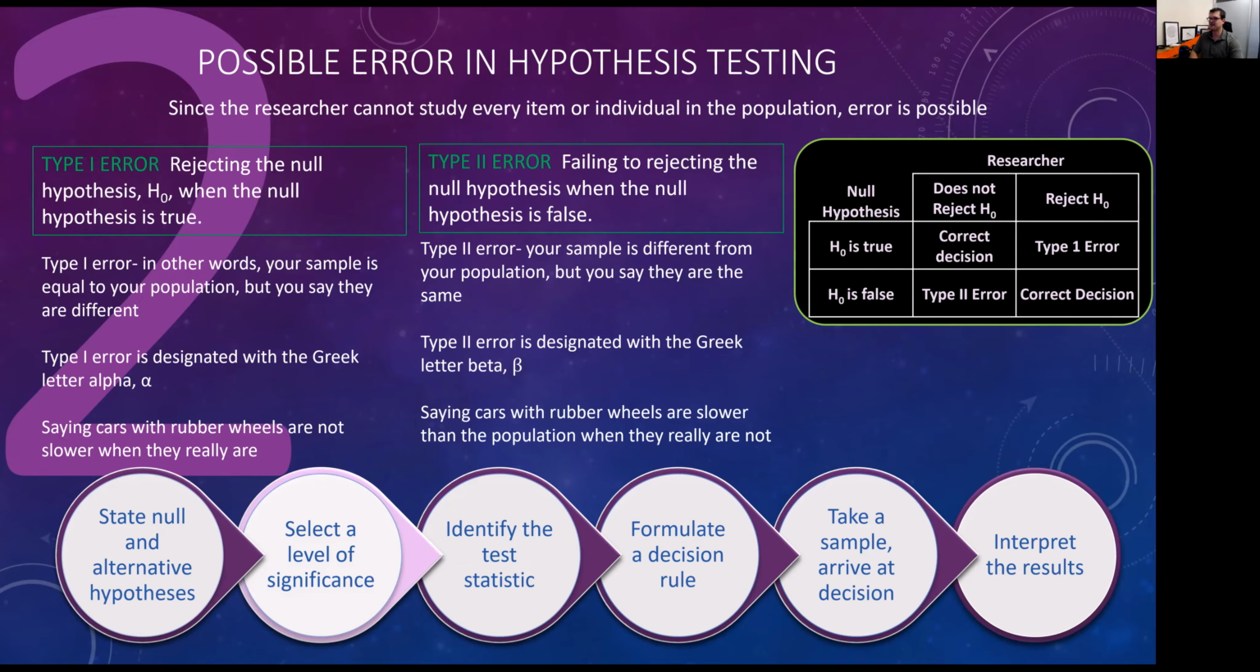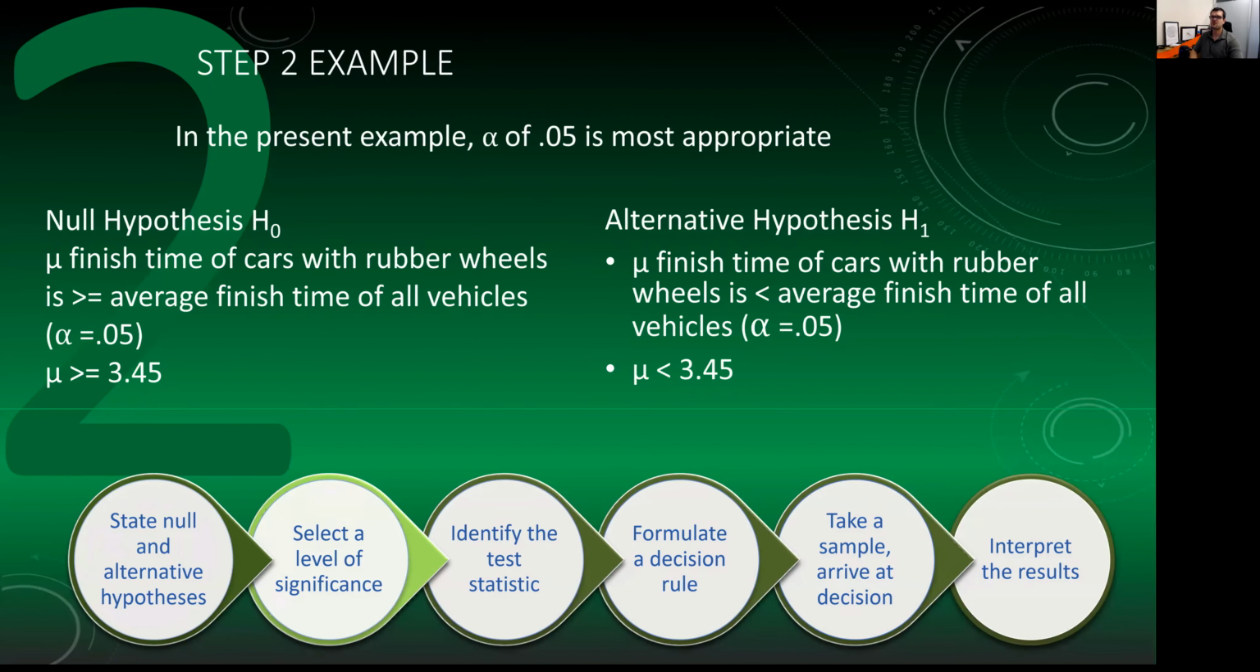To be honest, this is something that takes a little bit to wrap your mind around, especially the way that you're supposed to say it. You're supposed to say, type 1 error is rejecting the null hypothesis when the null hypothesis is true. It's a lot easier to say: saying the cars with rubber wheels are slower when they really are not. Okay, so the null hypothesis.